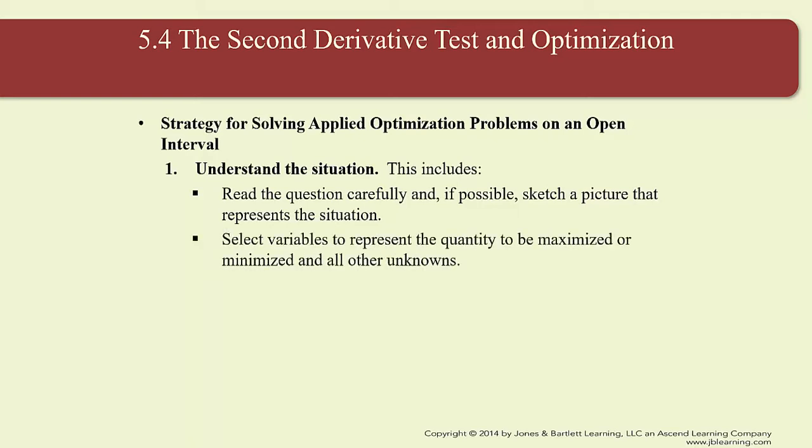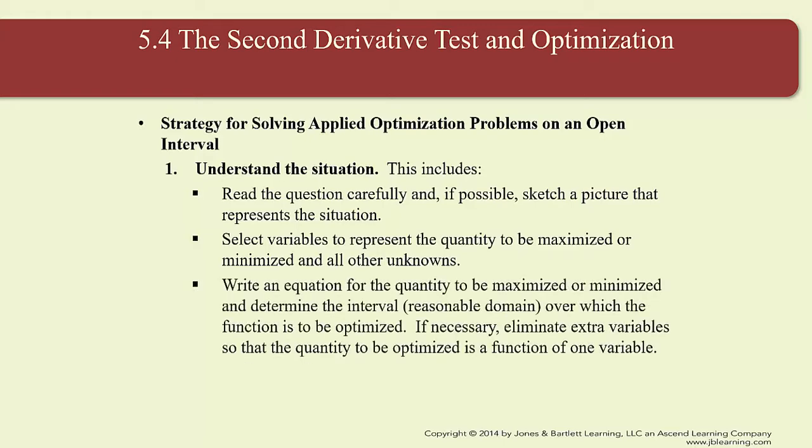Select the variables to represent the quantity to be maximized or minimized, as well as any other unknowns. Then you want to write an equation for the quantity to be maximized or minimized, and determine the interval or the reasonable domain over which the function is to be optimized. If necessary, you might have to eliminate extra variables so that the quantity to be optimized is a function of one variable.